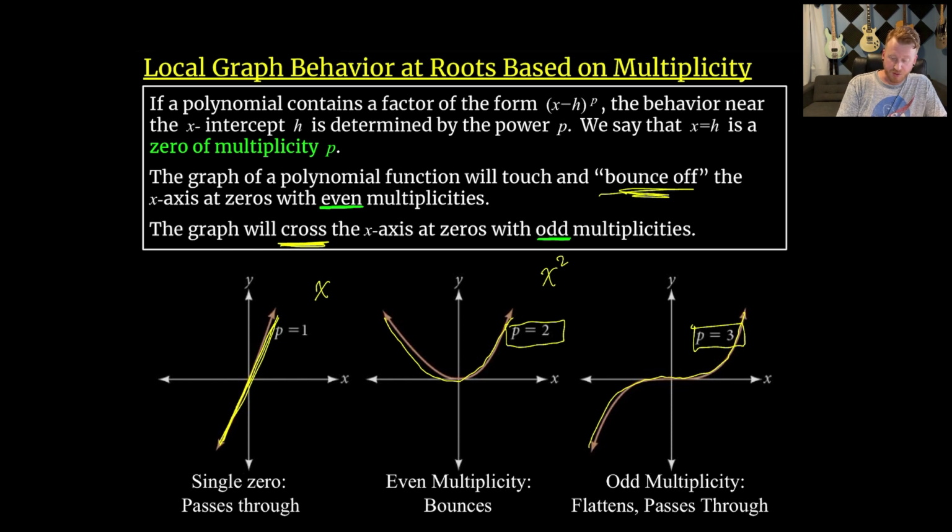So just remembering those examples helps me remember what the local behavior is at each of these roots. If it's just a single 0, it acts just like a line does. If it's an even power, it's going to act like a parabola does. And if it's an odd power, it's going to act something like an x cubed function.